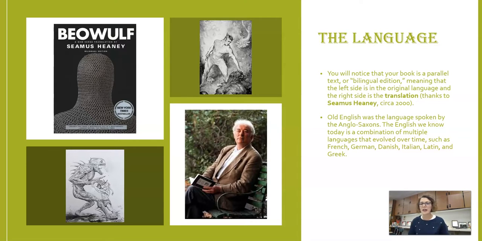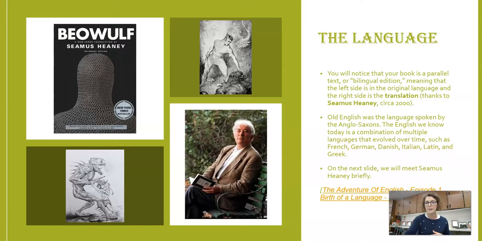So Old English was the language spoken by the Anglo-Saxons during this time period. The English we know today is a combination of multiple languages that evolved over time, such as, but not limited to, French, German, Danish, Italian, Latin, Greek. The list goes on. The English language is definitely a conglomerate. So we're going to go on to the next slide where you're going to watch a video that's going to introduce you to Seamus Heaney and his translation of Beowulf.